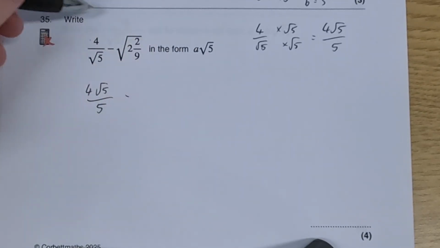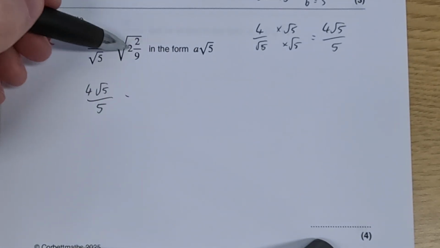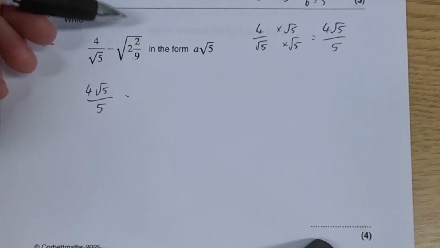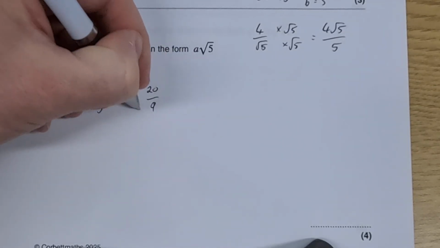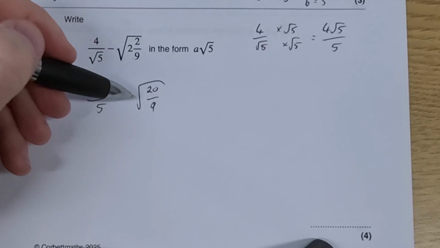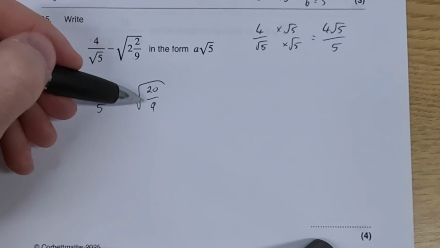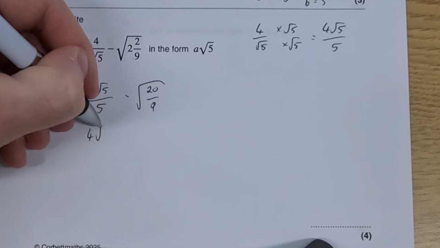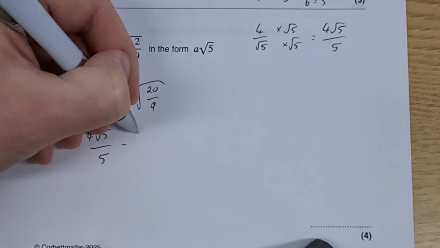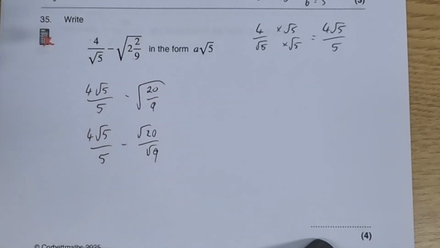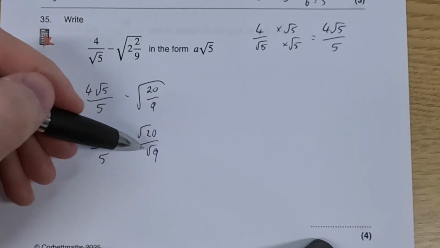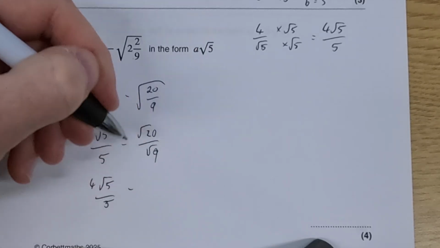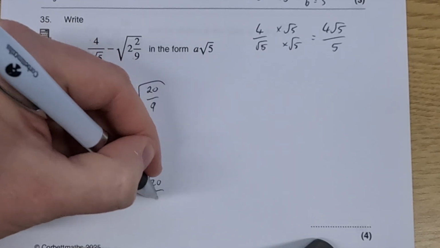Then we've got our takeaway, and then we've got this, our square root of 2 and 2/9. Well, let's make this a top-heavy fraction. 2 times 9 is 18, plus 2 is 20, so that'll be 20/9, and it's the square root of 20/9. Now let's split this up. Remember, if you've got the square root of a fraction, you can just do the square root of the numerator over the square root of the denominator. So here we would have 4 root 5 over 5, subtract root 20 over root 9. The square root of 9 is 3, so we've got 4 root 5 over 5, subtract root 20 over 3.